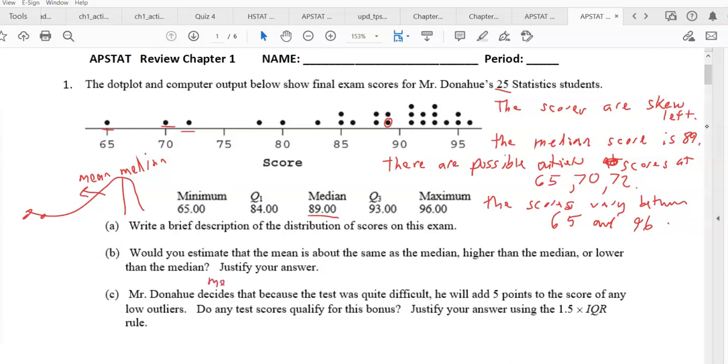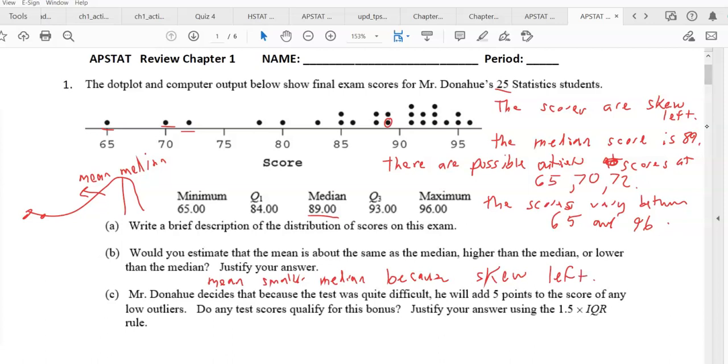The mean will be smaller than the median because it's skewed left. That's a pretty good reason.